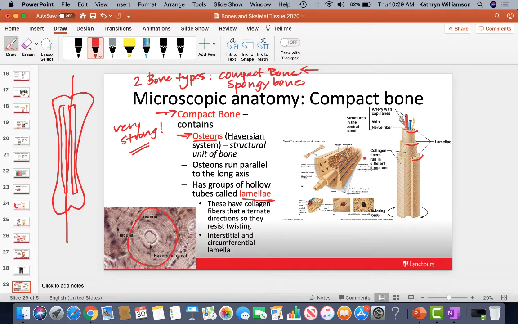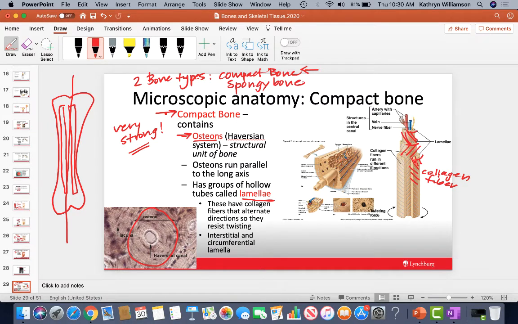And so what happens is that these guys have alternating fiber direction of collagen fibers. The lamella are going to have collagen fibers that come in different fiber directions. So maybe in this level, the fiber direction goes this way. Maybe in this lamella, the fiber direction goes that way. This one, it alternates.